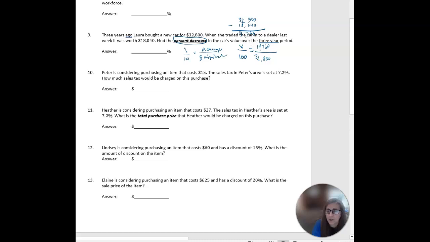So Pete is considering purchasing an item that costs $15. The sales tax is 7.2%. You put that over 100. How much would the tax be? That would be part of the whole cost.